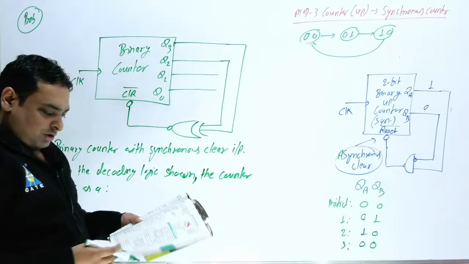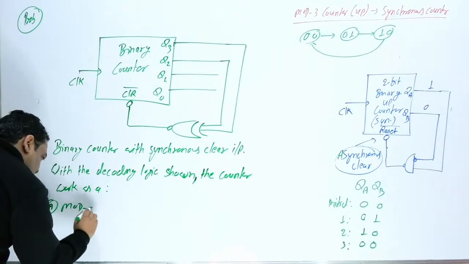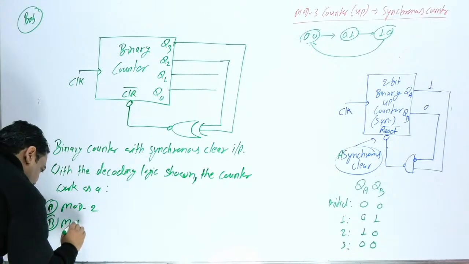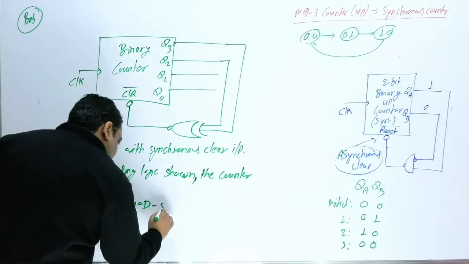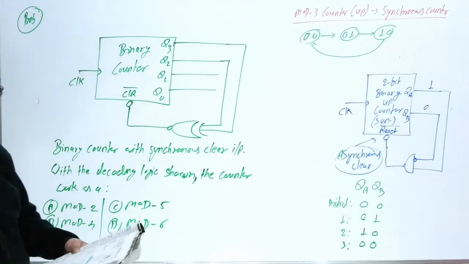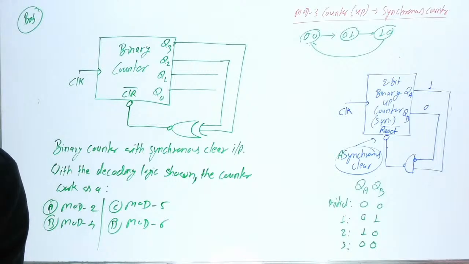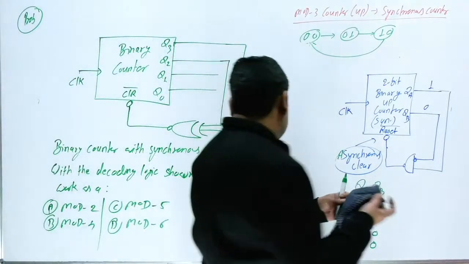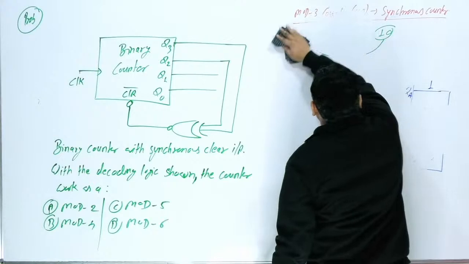Mod 2, mod 4, mod 5, mod 6. This is a multiple choice question. A option is mod 2, B option is mod 4, C option is mod 5, and D option is mod 6. So 2, 4, 5, 6. Can anybody give me the answer? I am waiting for your answer.